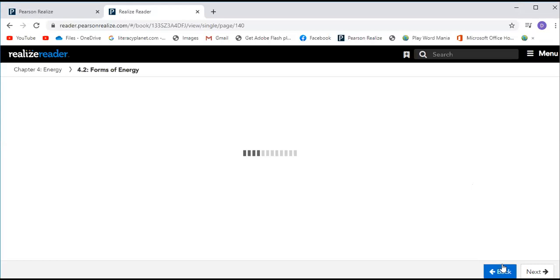Okay, sometimes some objects can have both kinetic and potential energy at the same time.